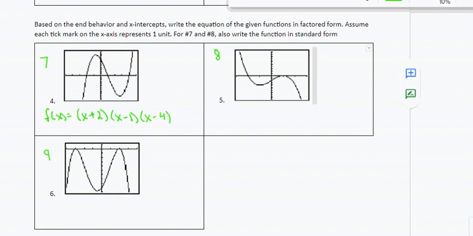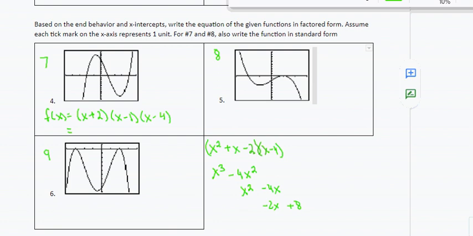And it says for 7 and 8, we want to write these also in standard form. So standard form, let's go ahead. We need to multiply everything through to get it in standard form. So multiplying these 2 binomials, we have x squared minus x plus 2x, so that's plus x minus 2. And then we want to multiply that times x minus 4. Start with my 4's here. Multiplying this through, x squared times x is x cubed, x squared times -4 is minus 4x squared. Now, x times x is x squared, x times -4 is -4x, and then -2 times -x is -2x, and -2 times -4 is a positive 8.